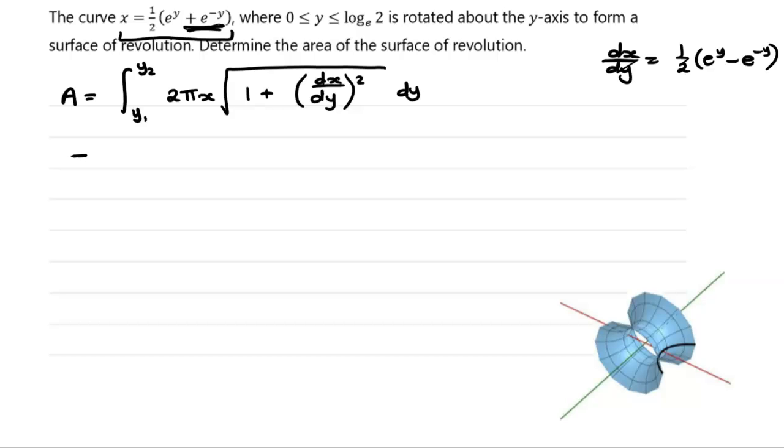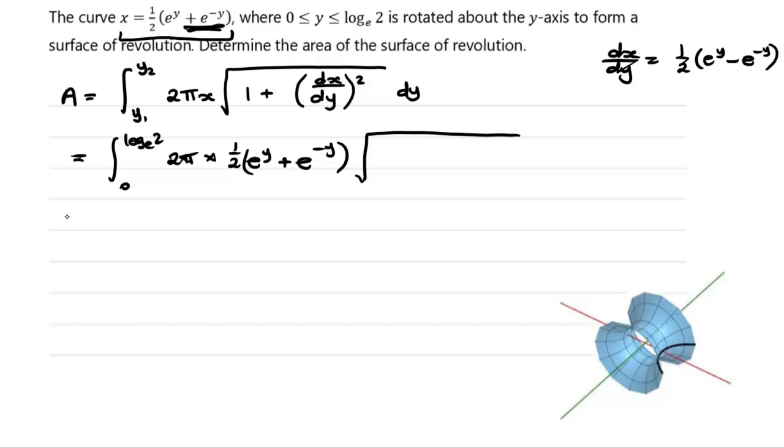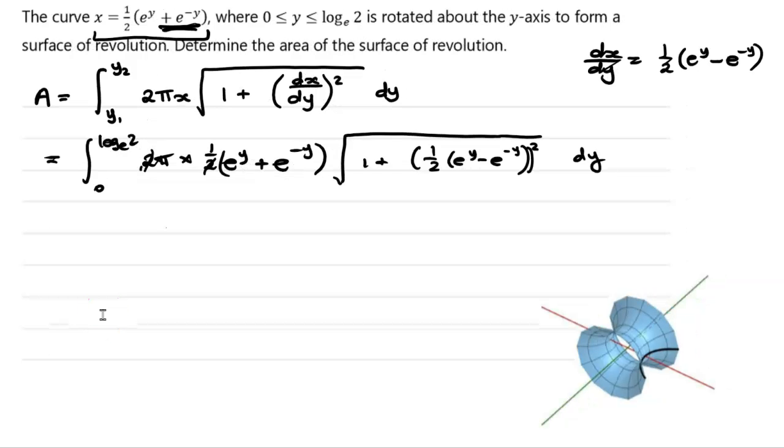Okay, so we've got dx dy. Let's pop that into our integral. So y was going in between 0 and log base e of 2. I'm going to write that 2 pi; I'll take it out later. And we've got x, which is going to be times 1 over 2, e to the y plus e to the negative y. We're going to have to be really careful with our signs here. So that was just the substitution of x. Now we've got the square root of 1 plus dx dy squared. My apologies, I meant to put in the actual value of dx dy. Make sure you square it and make sure you pop that dy at the end.